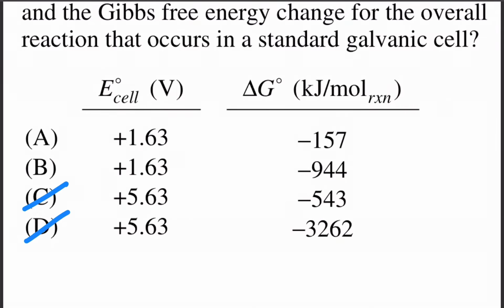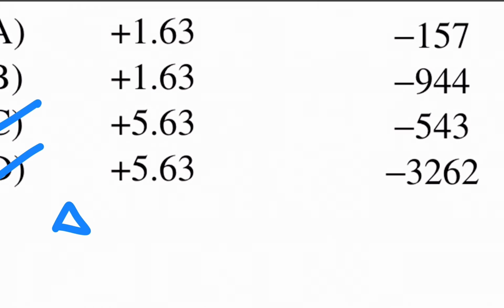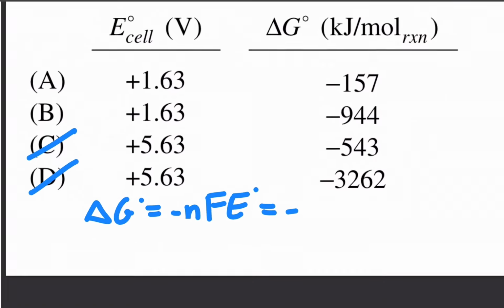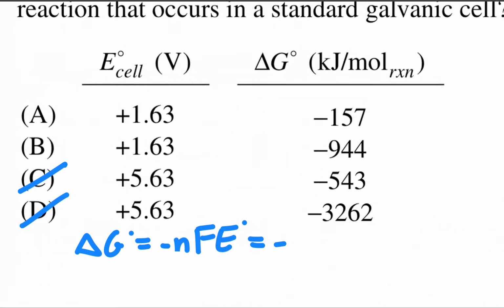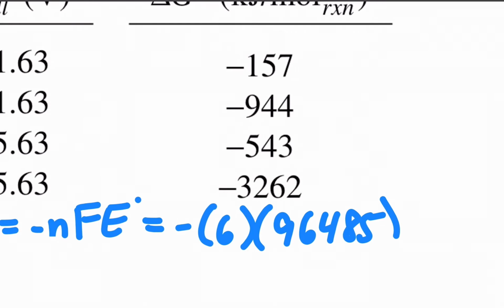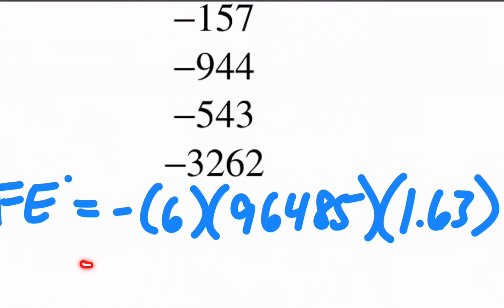How do we get the standard delta G value? Well, delta G is negative nFE standard, which is negative. Our electron count, if you look at the electrons, we have 2 and 3. So once normalized, it's going to be 6. Faraday's constant, 96485. And then the E standard of 1.63. And here's where you could go, how the heck am I going to do this without a calculator? Well, you've got to approximate. I mean, we've got to do some simplifications.